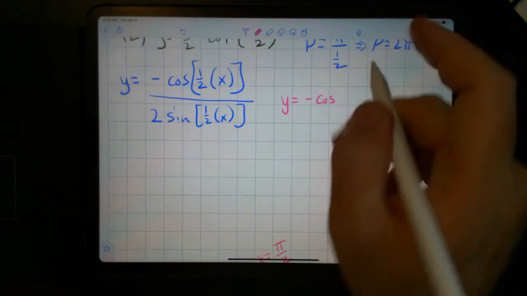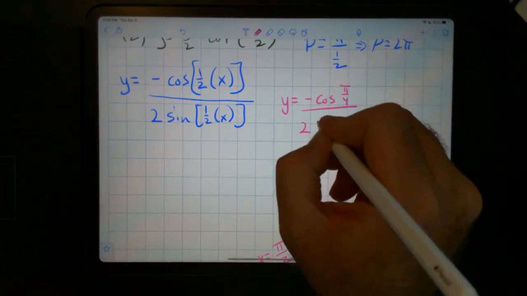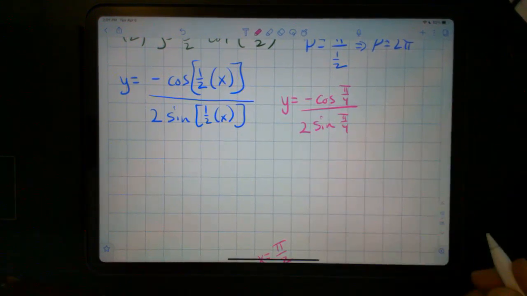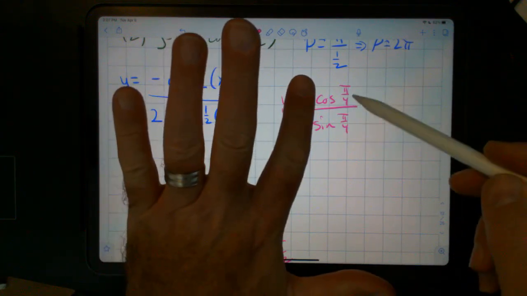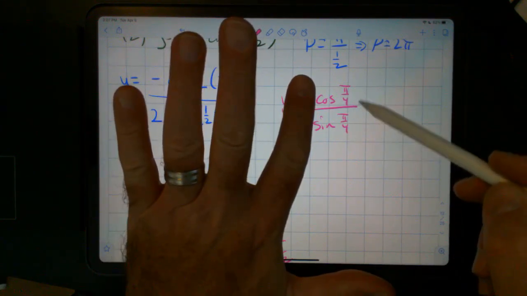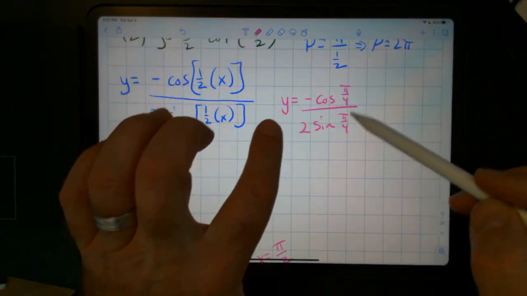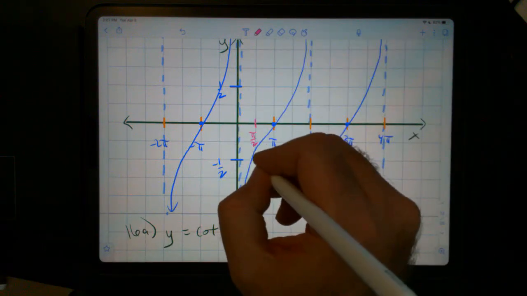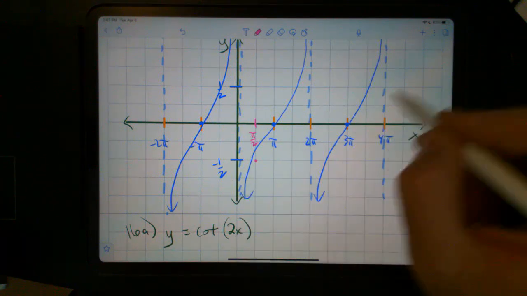1/2 of pi over 2 is pi over 4. Okay, well, this part is going to be radical 2 over 2 divided by radical 2 over 2, which will be 1. I have negative 1/2. Negative 1/2 is right here. And so, yes, this is the correct pattern.